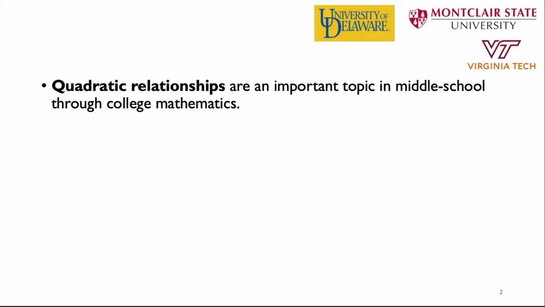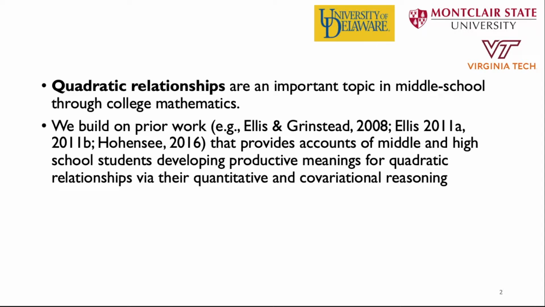So as we know, quadratic relationships are an important topic from middle school all throughout college. We build on prior work, which provides accounts of middle and high school students developing productive meanings for quadratic relationships via their quantitative and covariational reasoning. Whereas students in these studies leveraged numeric quantitative reasoning, we are interested in designing a task sequence that supported them in both non-numeric and numeric reasoning to develop meanings for quadratic growth.